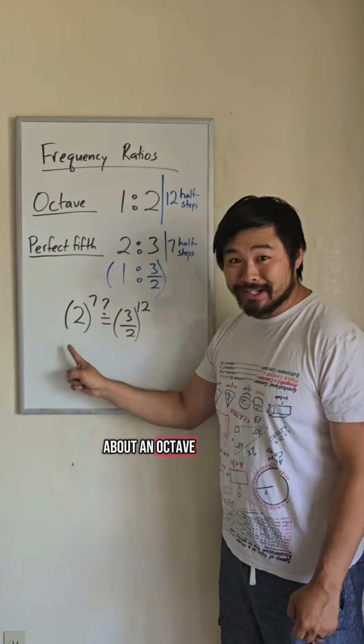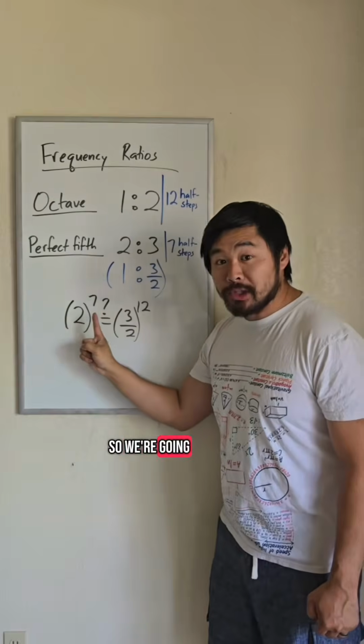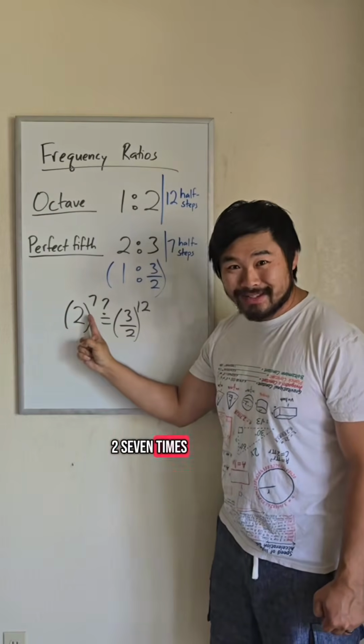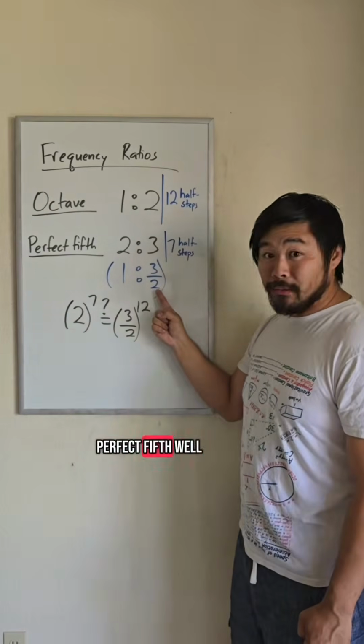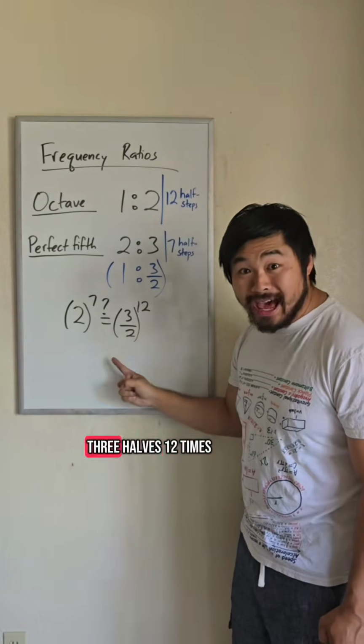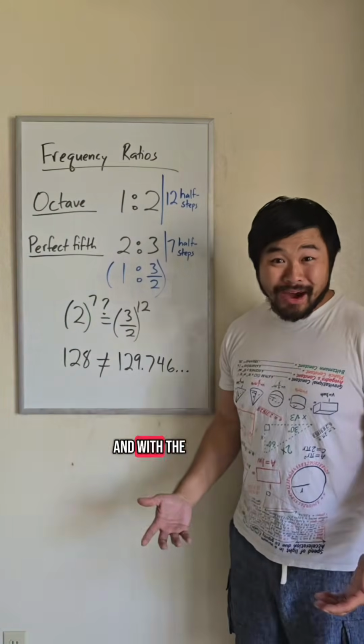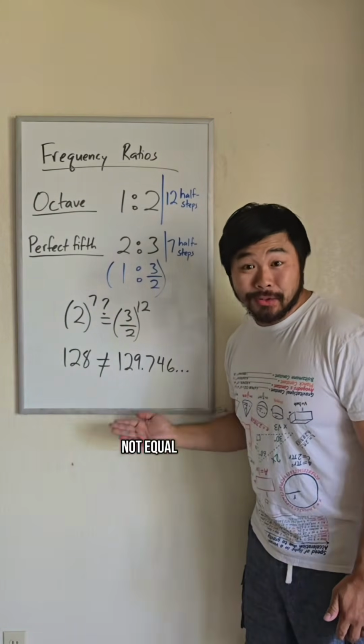So let's talk about an octave. Well, 12 times 7 is 84, so we're going to multiply by 2 7 times. And for a perfect fifth, well, 7 times 12 is 84, so we are going to multiply by 3 halves 12 times. So let's see if these are equal. And with the calculator, we see that these are not equal.